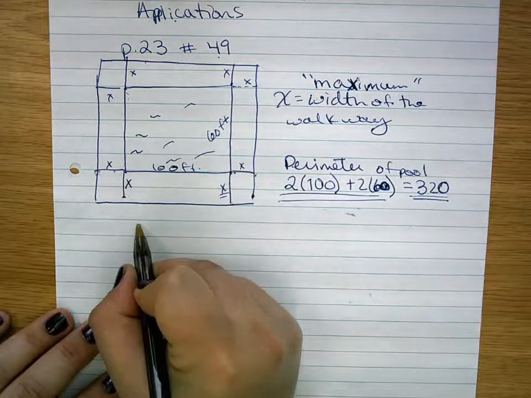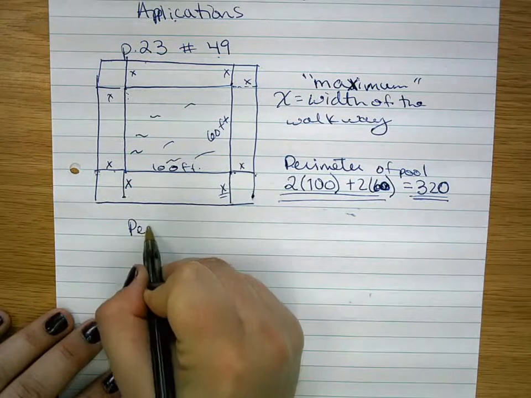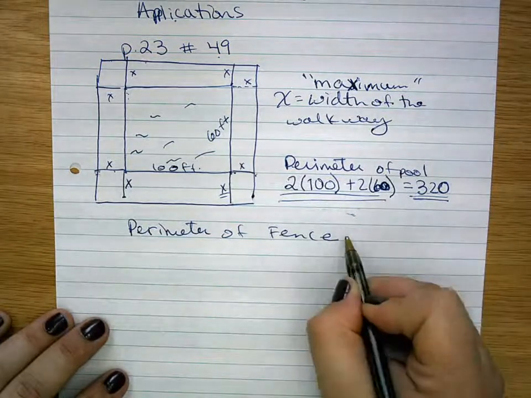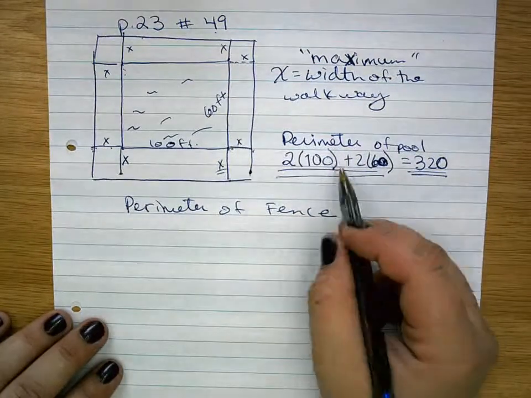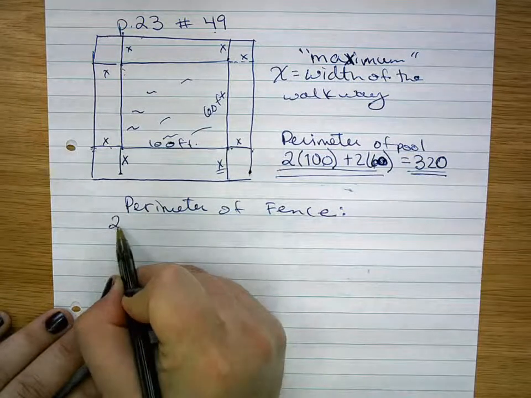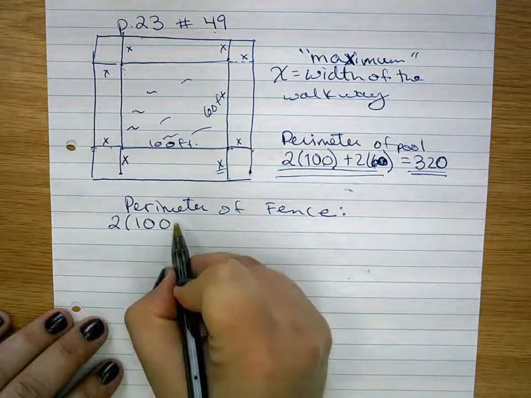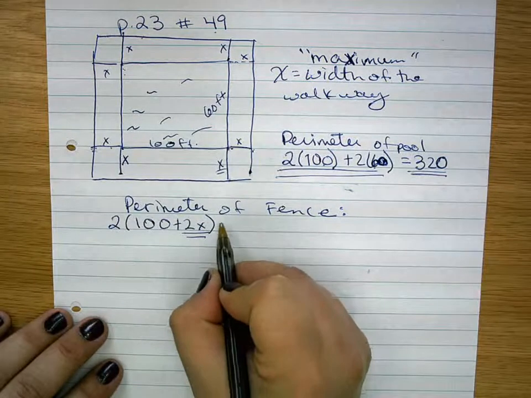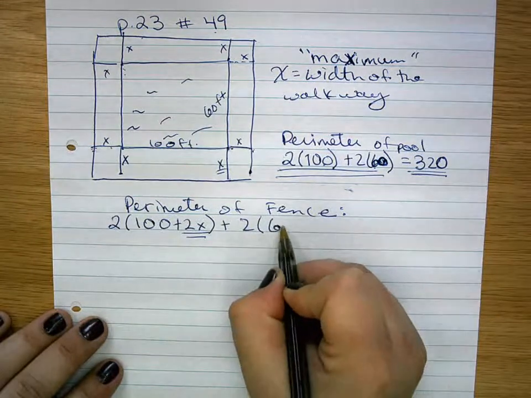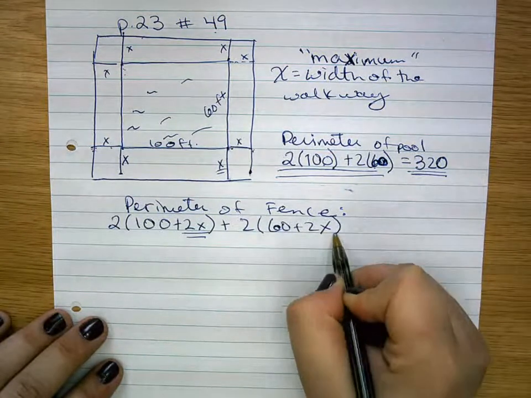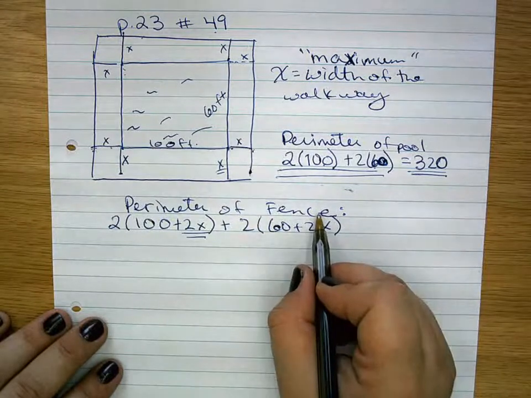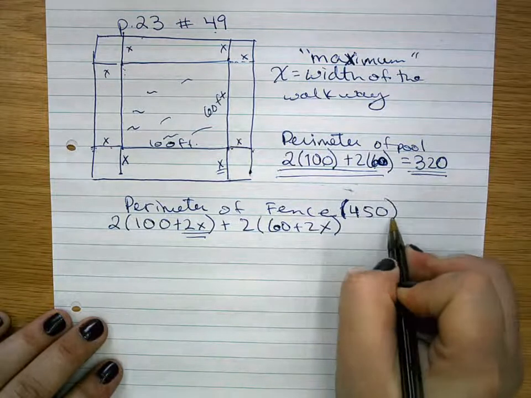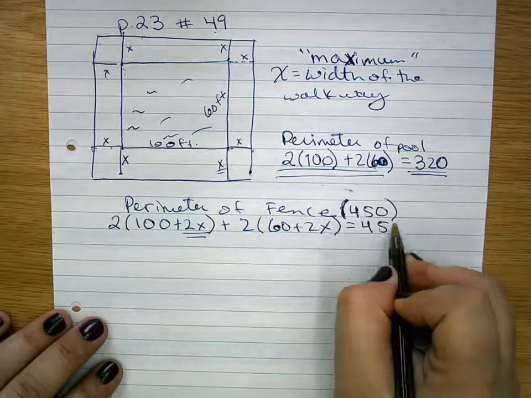So now if we take the perimeter of the fence, and now we're going to add on the 2x to each of the dimensions. So we still have our 2, but now with our length plus another 2x to indicate the width of the walkway, then 60 plus another 2x. Now, what should the perimeter of the fence be? Well, the fence, we want it to be 450. So we set this equation equal to 450.